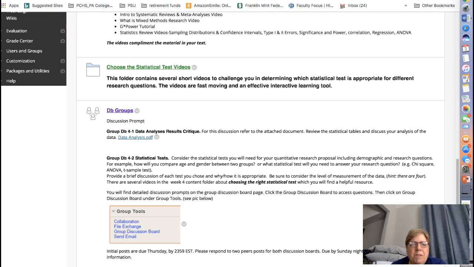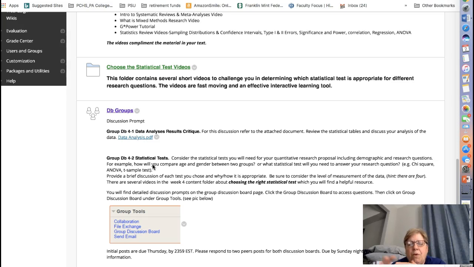So first and foremost, let's look at the discussion board. In group 1, we're doing data analysis and results critique, and of course in discussion board 4.2, we're doing statistical tests. Many of you have had statistics. Some of you are more expert than others. I don't think anybody is an expert statistician. If you are, please step forward, and I would love for you to help me out with this particular discussion board.